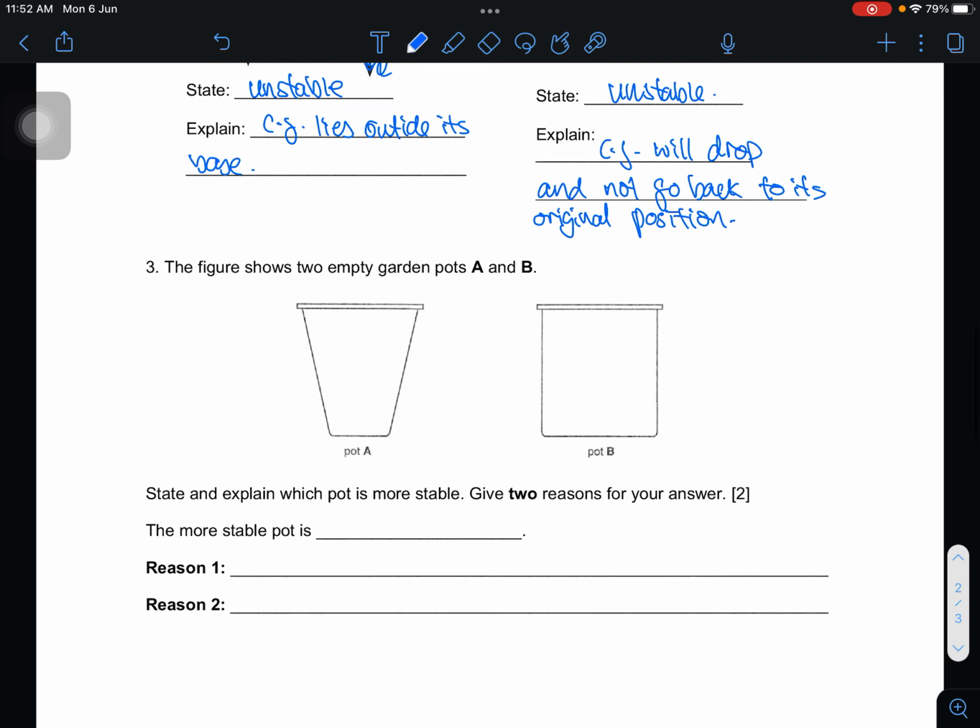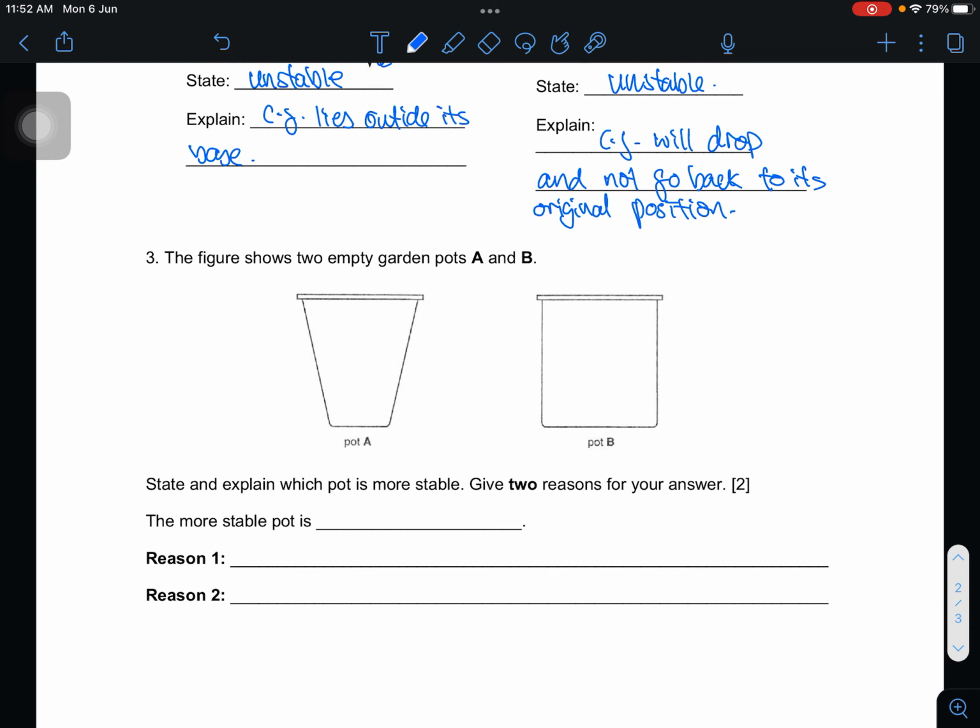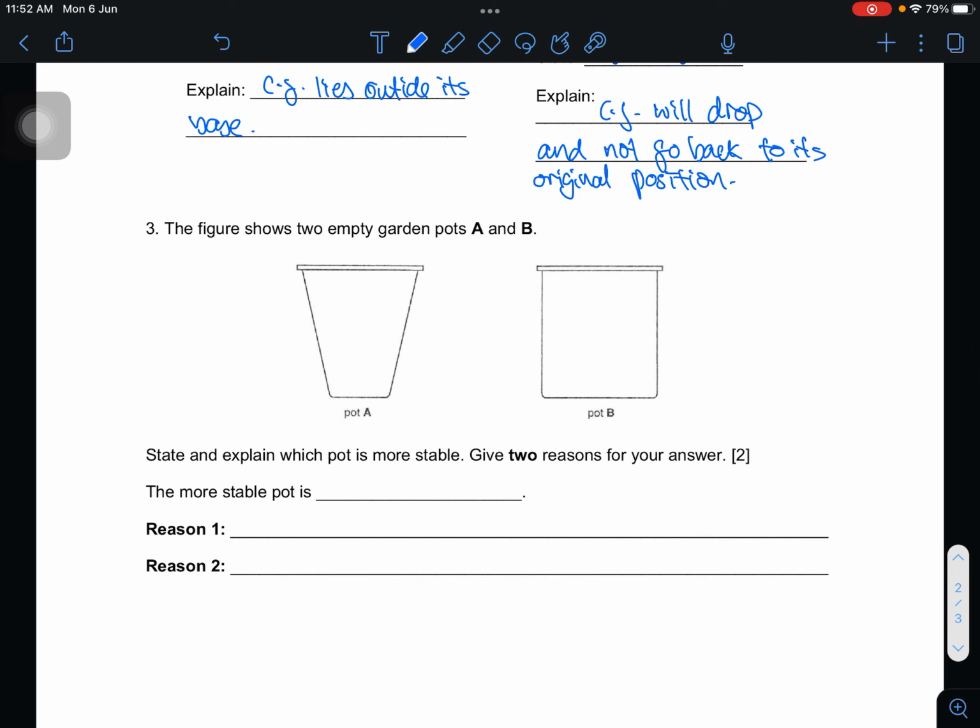Question 3. Figure shows two empty garden pots A and B. State and explain which pot is more stable. Give two reasons for the answer. So the more stable pot is, I think a lot of you already know the answer, B.